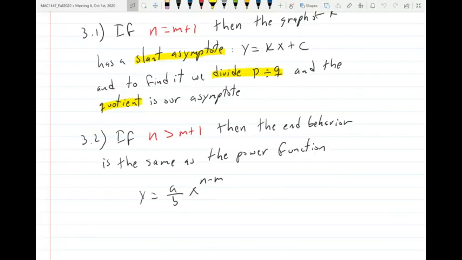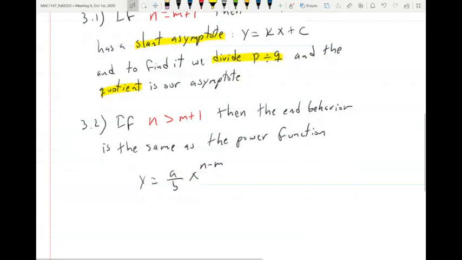And so the end behavior of our function will be the same as the end behavior of this power function. Remember that it depends on the degree. If the degree of this power function is even, then the end behavior will be parabolic, like this. If the degree is odd, then the behavior will be like an odd power function. It all depends on whether this n minus m is an even or an odd number. But the point is that there is no horizontal or slant asymptote in that case. So we have this sort of behavior for the end of our graph.